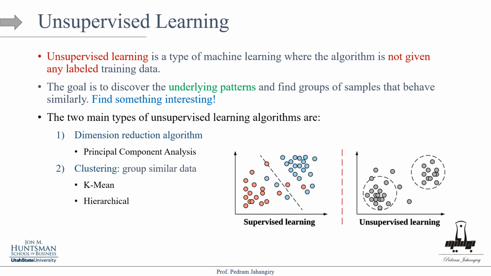And there are 2 main types of unsupervised learning. One is dimensionality reduction algorithms, namely PCA. This is what we're going to cover today. And the other one is clustering techniques, right?